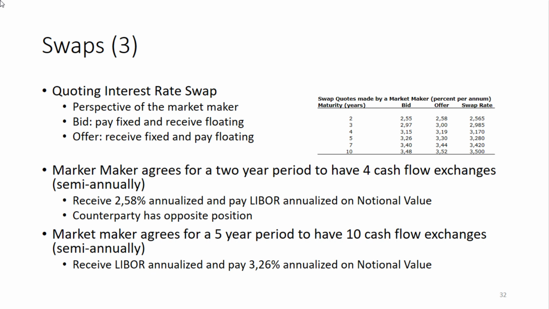And then again, what's important to say is that because this market is with semi-annual cash flows, it's not the full LIBOR that he will receive, but half of the LIBOR. And it's not the full 3.26 fixed rate that he will pay, but only half of it. But then he will not do it 5 times, he will do it 10 times on a semi-annual basis.